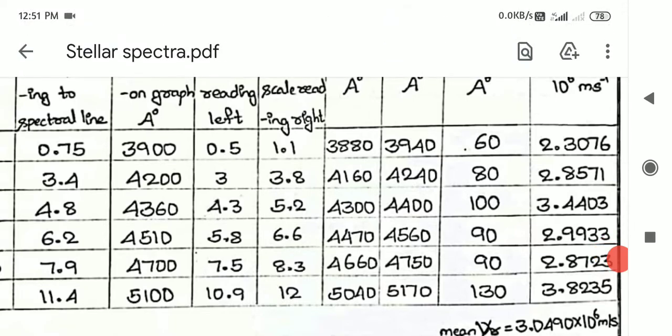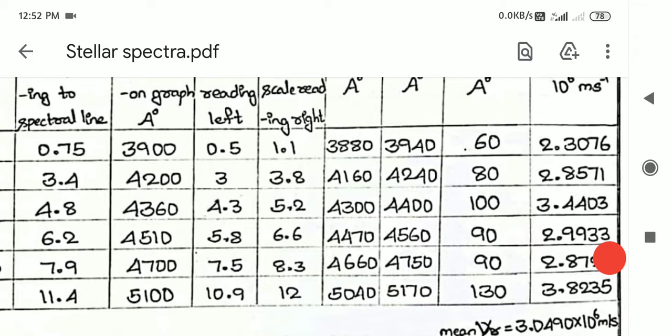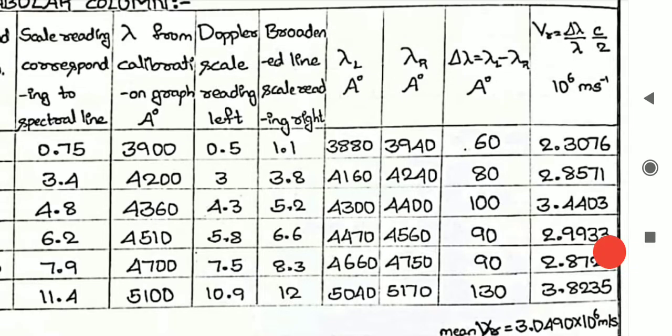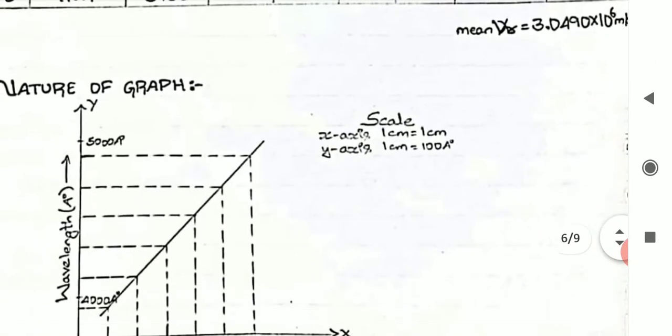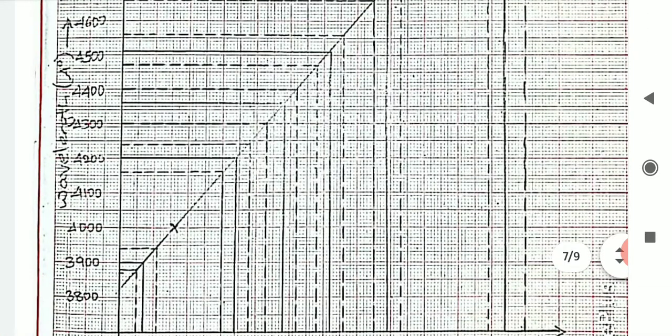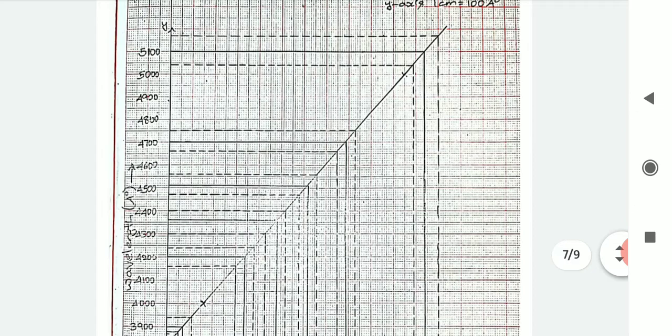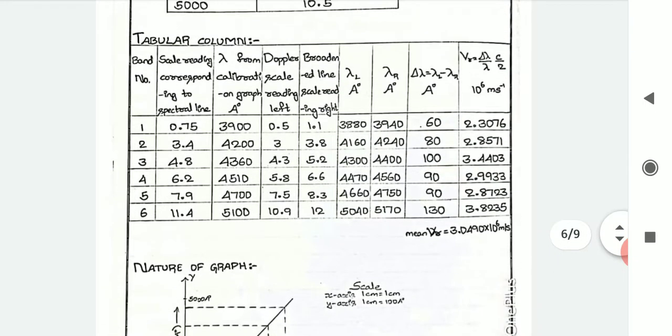5.8, that is again 4470, 7.5, 4660, again 10.9, 5040, like that only you have to write it off. Similarly 1.1, this 3984, 3.8, 4240, 5.2, 4400, 6.6, 4600, 8.3, 4750, 12, 5170. That's the experimental part. See, for all the lines here you can see the graph. You have written 18 lines there. Correspondingly, this horizontal line, where it meets here, those values you have to take as the wavelength reading.